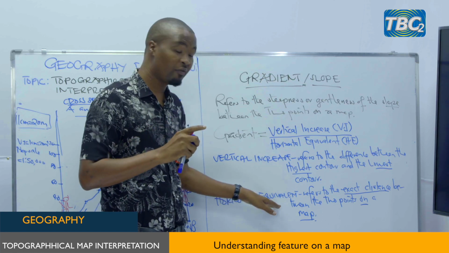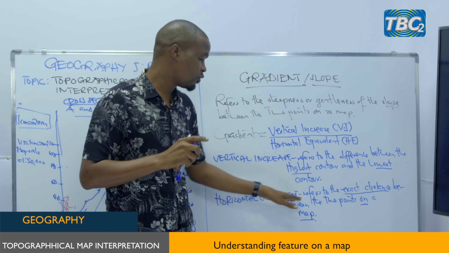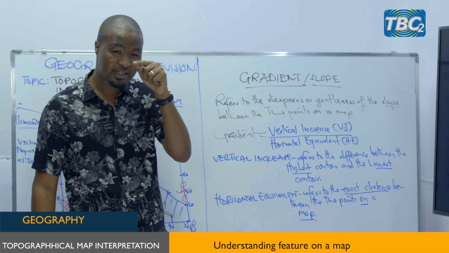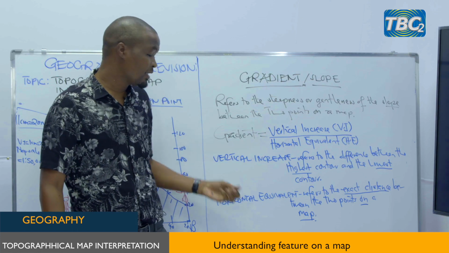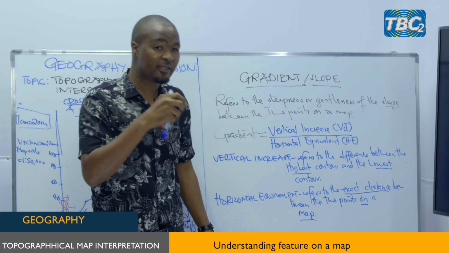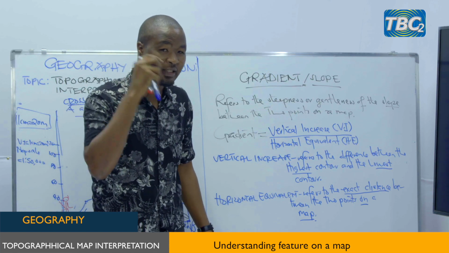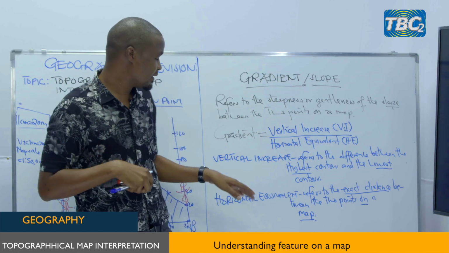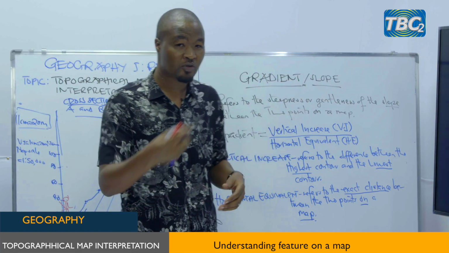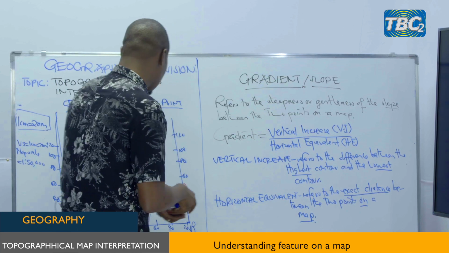That horizontal equivalent will refer to the exact distance between the 2 points on a map. It means the distance that we will get after measuring the 2 points on a map will be in centimeters, and it is a distance on a map, while the vertical increase will be the distance on the actual ground. So let's go to how to find the gradient in a simple way.